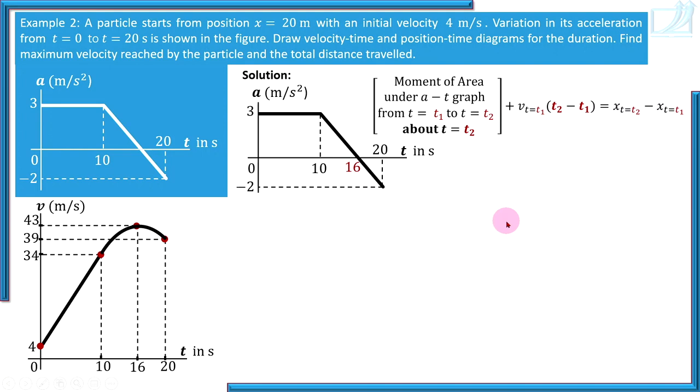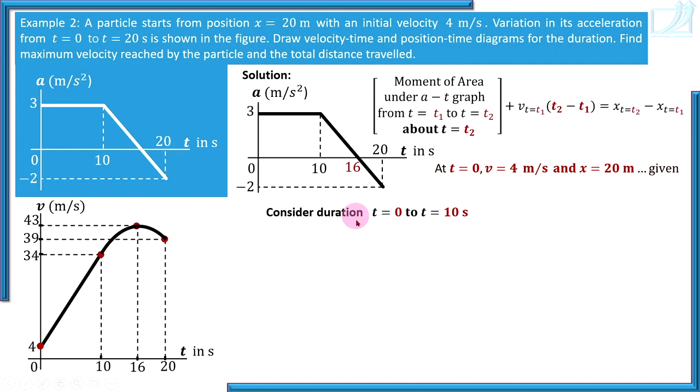What information do we have? At t equal to 0, v is 4 meters per second and x is 20 meters. So first duration: the time instant at which position is known and the instant at which position is to be found out. So 0 to 10 seconds. Moment of area. What is the area? 10 into 3. That is the area. It is a rectangular area.